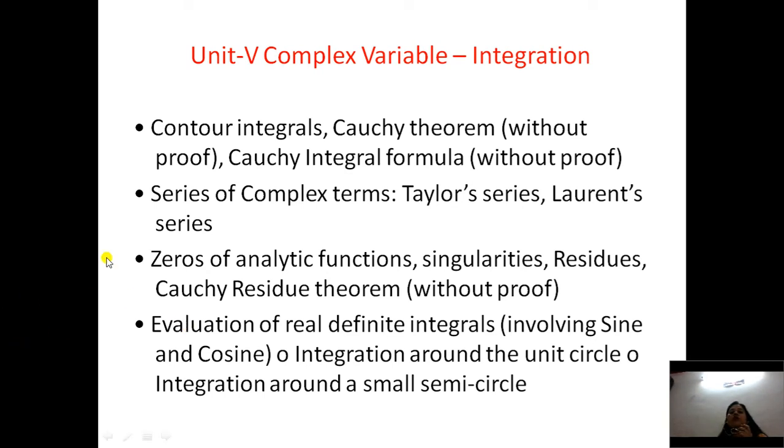So for complex integration, we have to prepare contour integrals, Cauchy's theorem without proof, and Cauchy's integral formula. Then series, Laurent series and Taylor series. Then we have to prepare zeros of analytic function, singularities, residues, Cauchy residue theorem. And then evaluation of real definite integration, integration around unit circle, and integration around small semicircle.